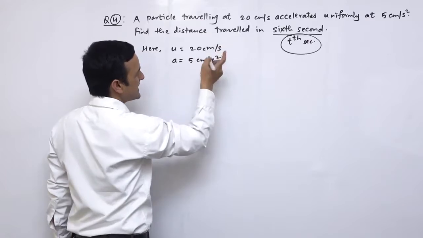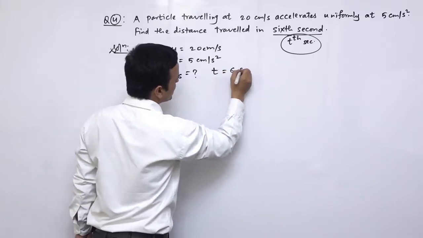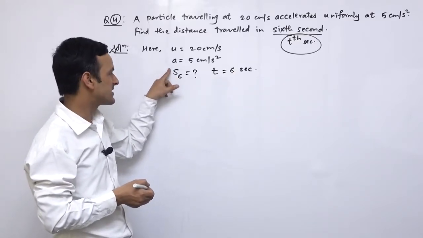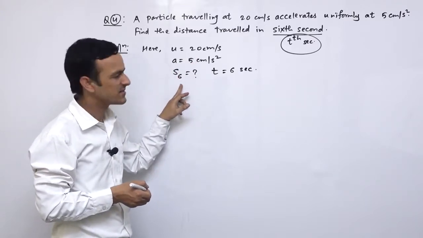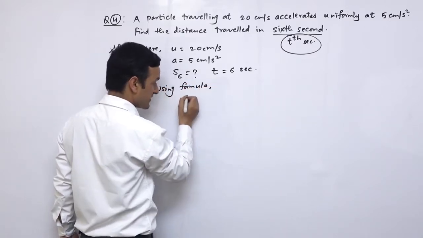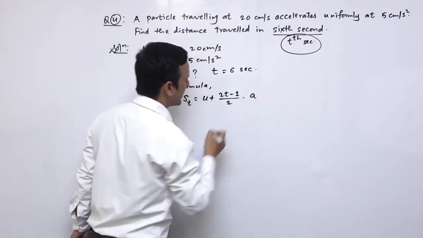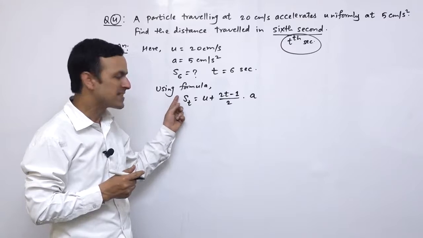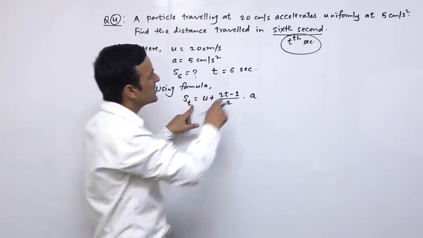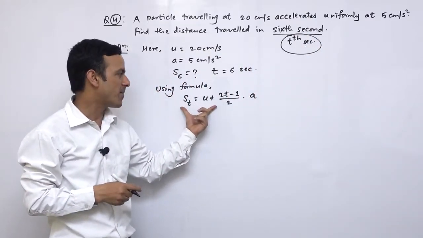Find the distance traveled in 6 seconds, which means S6 is equal to what? Our time is 6 seconds, so we have to find the distance in the sixth second. Using the equation of motion, St is equal to u plus (2t minus 1) divided by 2 into a. This is the formula for the distance covered by the body in the tth second. St means the distance covered by the body in the tth second. The 6th second is a particular time, and for a particular time we can apply this formula here.